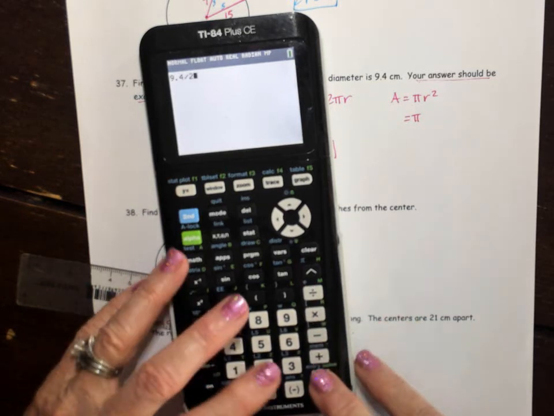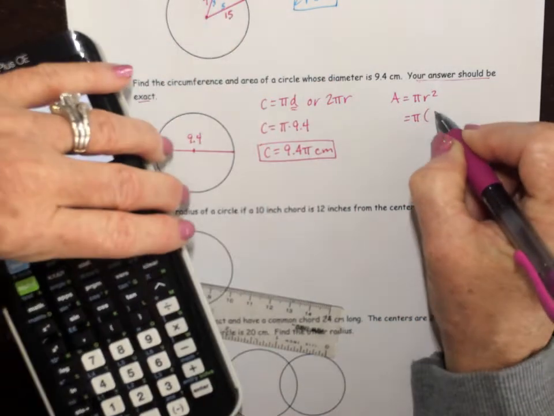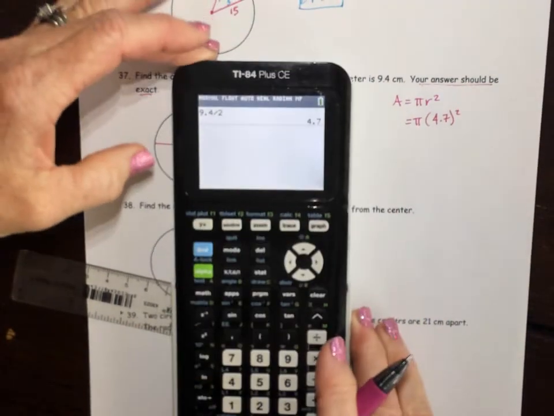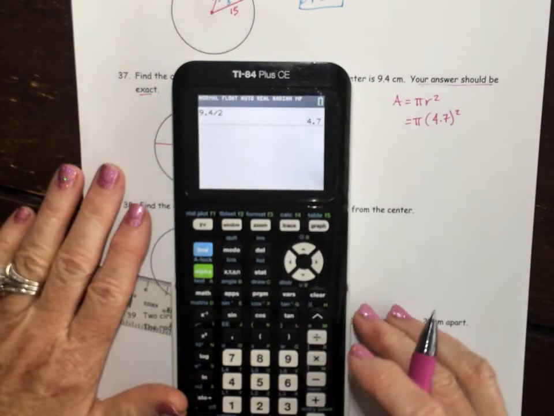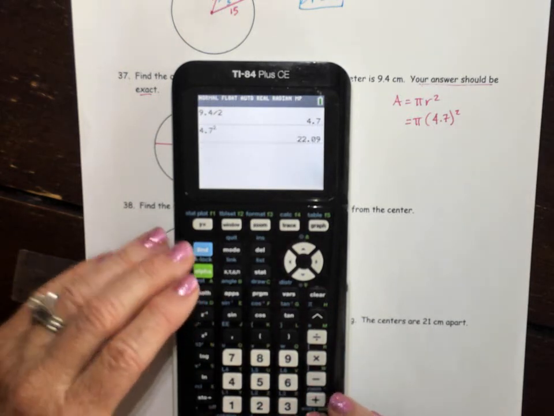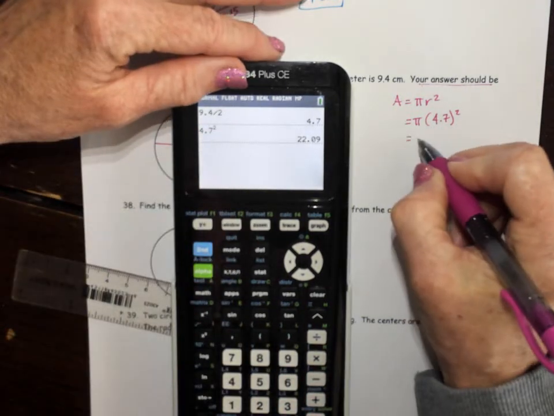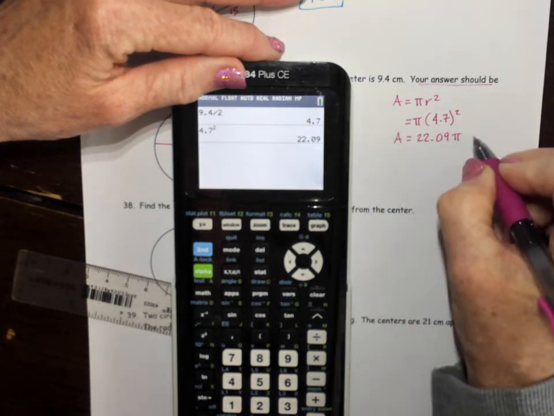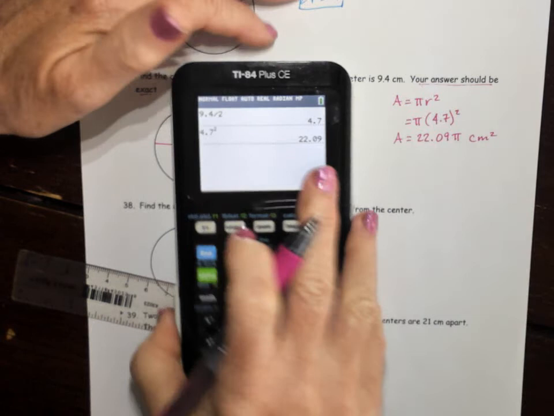9.4 divided by 2 is 4.7. For that I could probably do it in my head, but that's all right. I'll do it up here for you guys. And then 4.7 squared, I can't do that in my head. That's 22.09. So this is 22.09 pi. And units for area are centimeters squared.